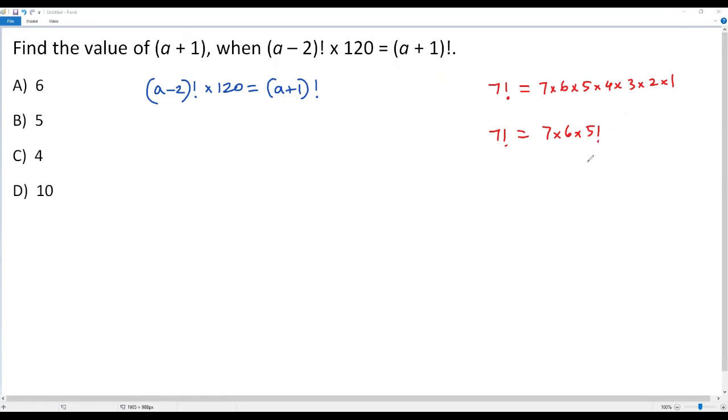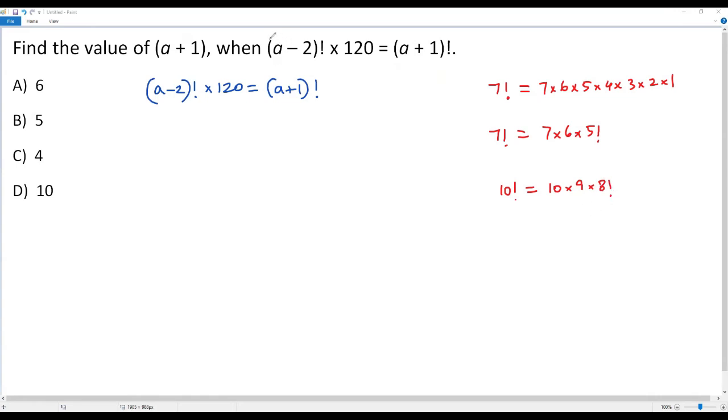For example, if I evaluate 10 factorial, I write all the integers from 10 to 1 and multiply them. So let me write 10 times 9 times, and I just want to stop at 8. Since I want to stop in the middle, I must take the factorial of 8 over here.